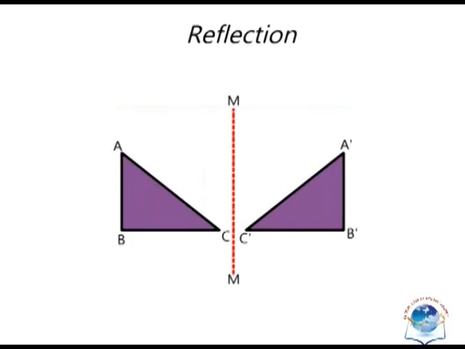In a reflection, points on the object and their corresponding points on the image are the same distance from the mirror line. A line joining two corresponding points on the image and object is perpendicular to the mirror line. In a reflection, the object and the image are congruent.